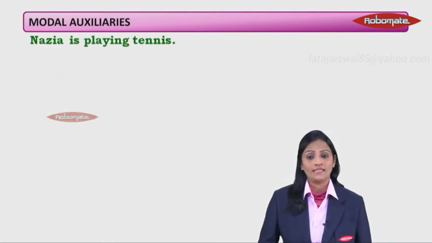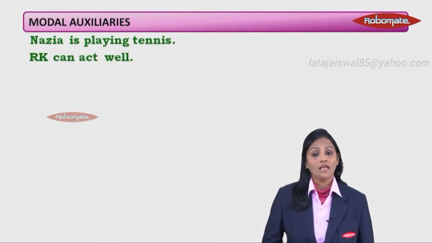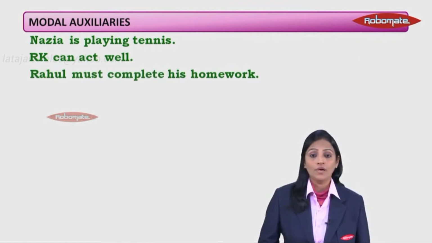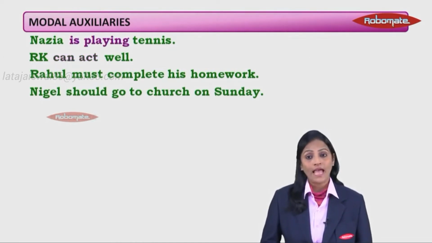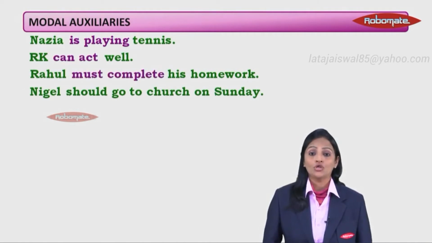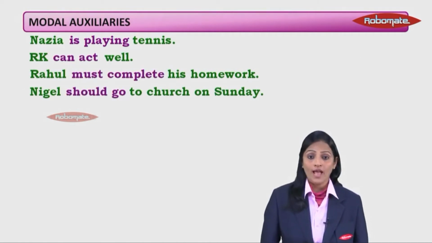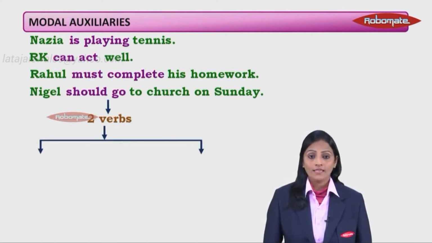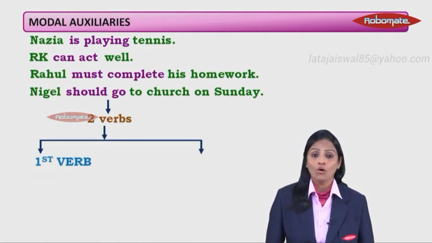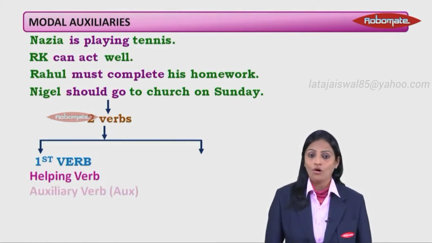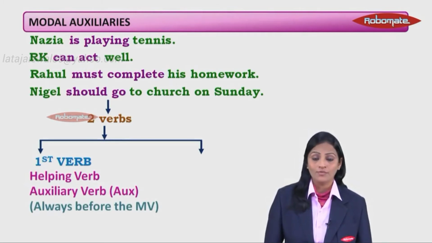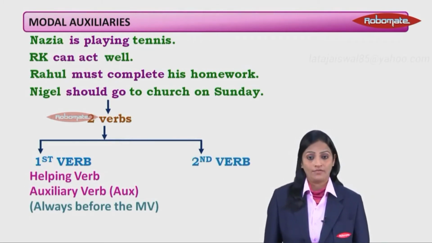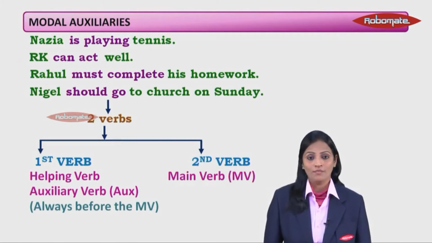But if you look at these sentences, Nazia is playing tennis, RK can act well, Rahul must complete his homework, Nigel should go to church on Sunday. Here the verbs are is playing, can act, must complete, should go. Everywhere we have two verbs, and the first verb is always the helping verb or the auxiliary verb. And the second verb is the main verb. So, the auxiliary is always before the main verb. The second verb is the main verb.